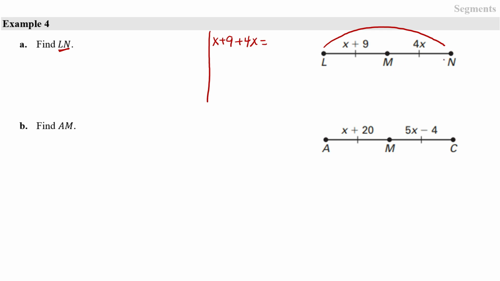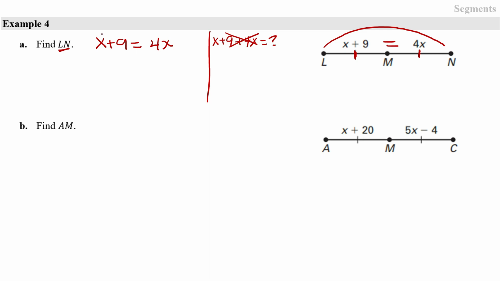The whole thing. But I don't know the whole thing. And so I cannot use the segment addition postulate. Okay? But what I do know is that these are equal. And these are equal. And so x plus 9 will equal to 4x. And that's going to be your setup when you see two things are equal. X plus 9 is equal to 4x. And then you can solve for x by doing the algebra.